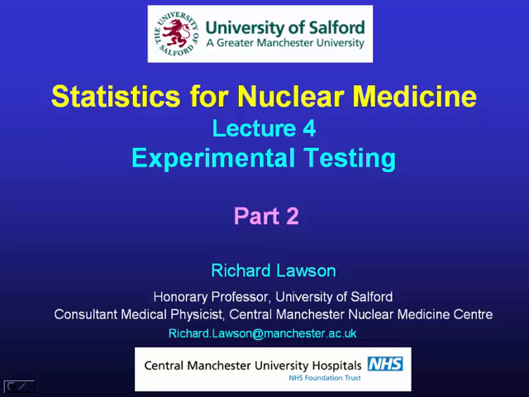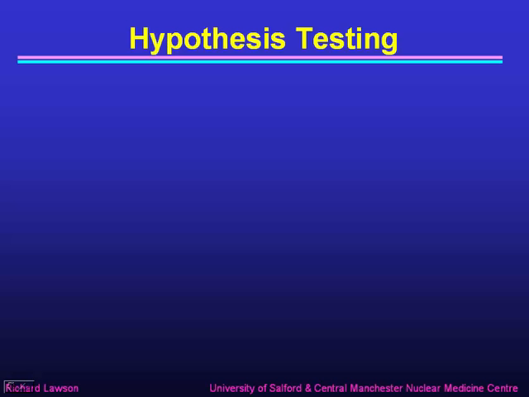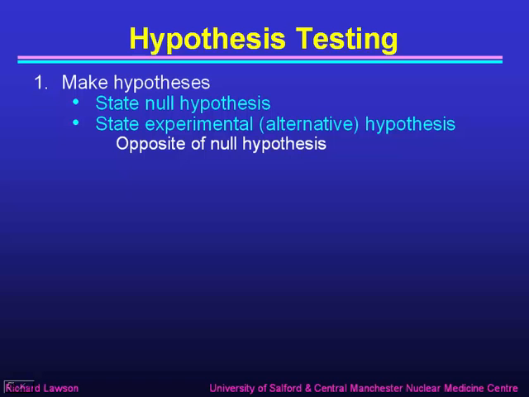This is the second part of my lecture on experimental testing. We're going to be looking at hypothesis testing. The process is we start by making a hypothesis, stating the null hypothesis and the experimental or alternative hypothesis, of which we've already looked at some examples. And we've seen that the experimental hypothesis has got to be the exact opposite of the null hypothesis.